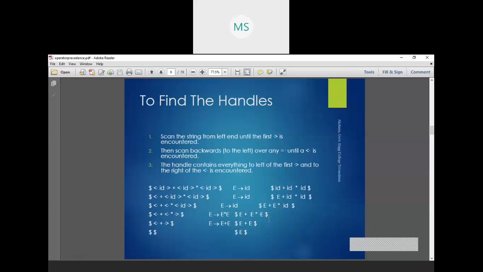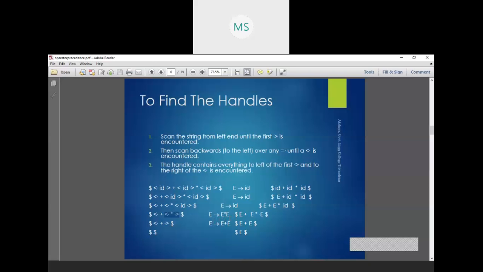After reducing all IDs with E, you get this right sentential form. Here you remove all the non-terminals and take only dollar, plus and star. Now apply the precedence relations between dollar, plus, star and dollar. You get this. Now start your reduction again. There is a handle here: star, between less than and greater than. Star is between which production? The star is between E derives E star E.